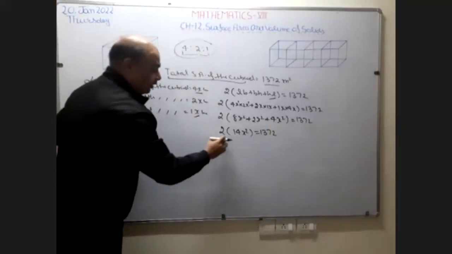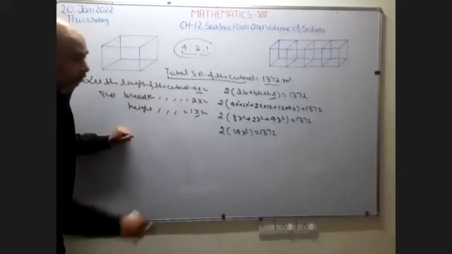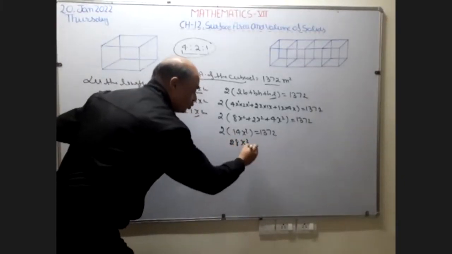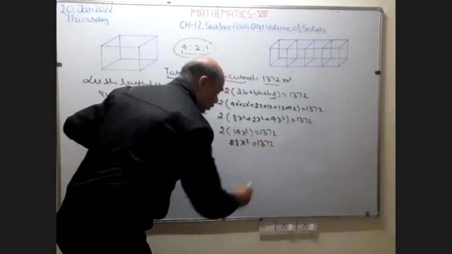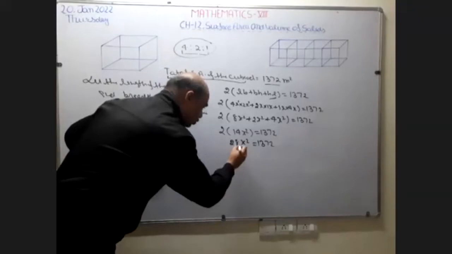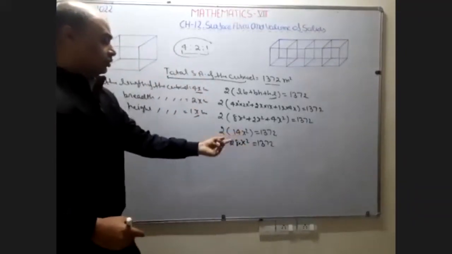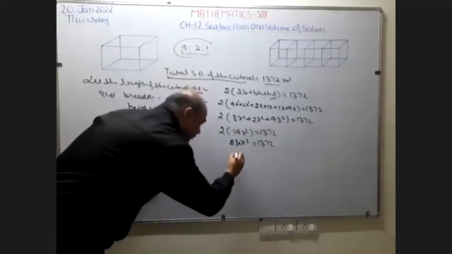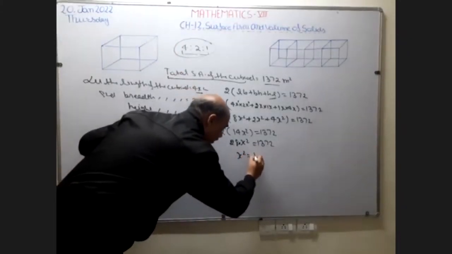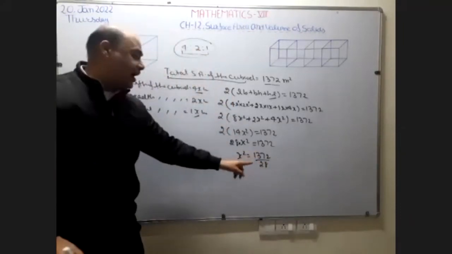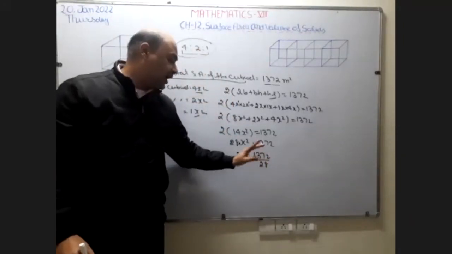Now open the bracket. When you open the bracket, 2 is going to multiply with 14. So 14 2s are 28. It's going to be 28x square equal to 1372. Now in this question, we're going to find the value of x square. So you take this 28 from left to right; this multiplication term is going to divide on the right side. So x square equals 1372 upon 28.